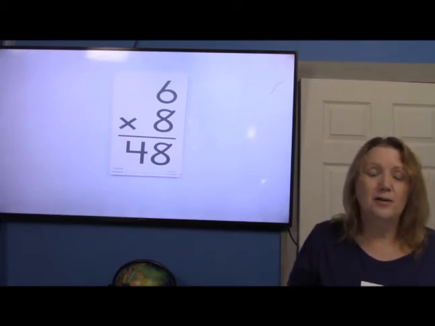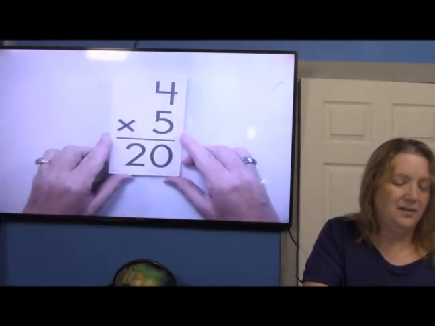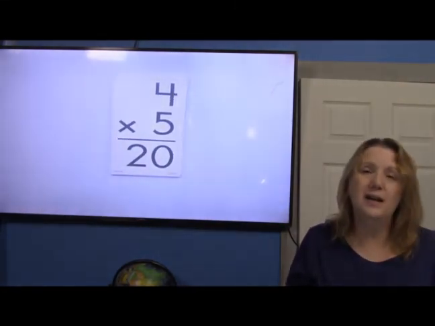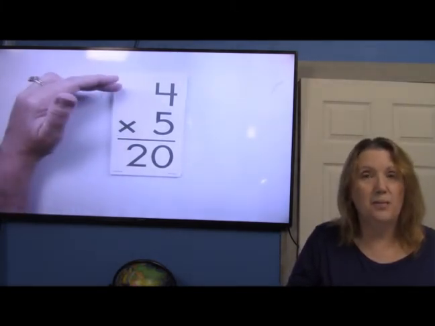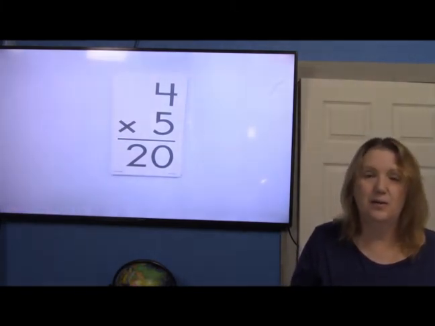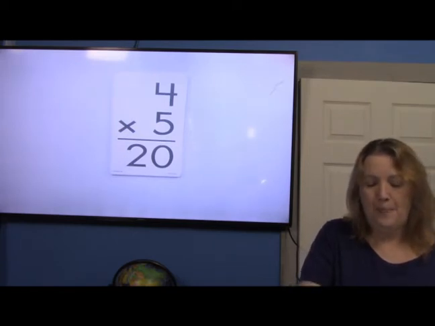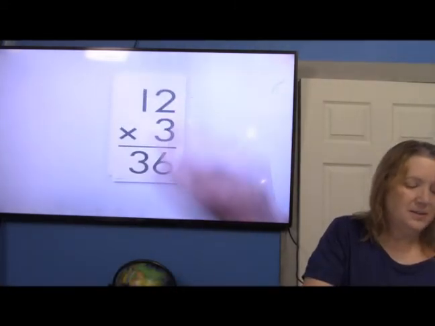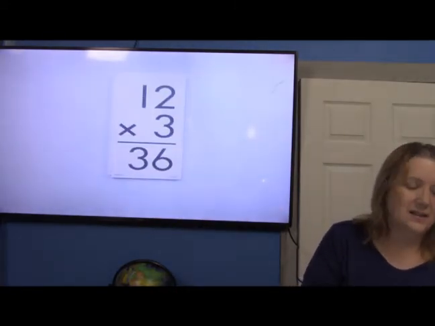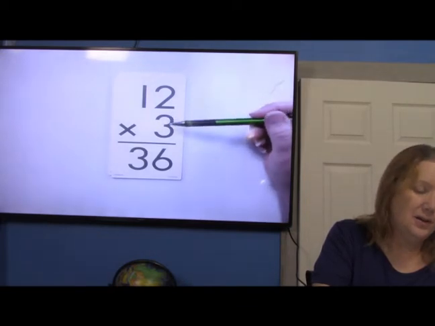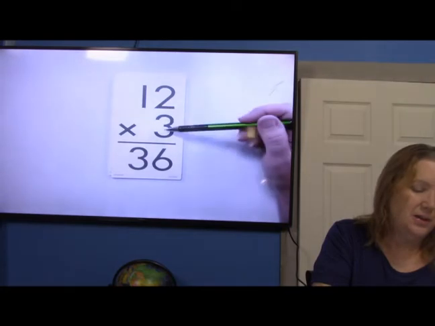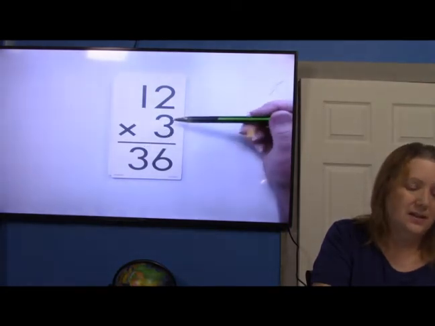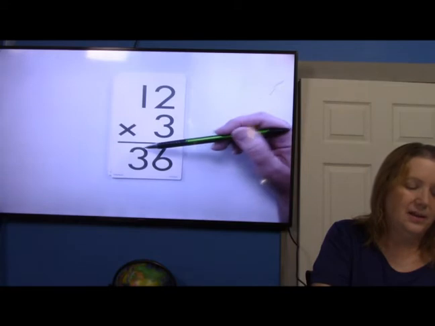Here's the one from our emoji problem we did in the beginning of the video. 4 times 5 is 20. So we had 20 total emojis, remember? We had 4 in each row and we had 5 rows. 12 times 3 is 36. Now again, here you can multiply. 2 times 3 you get 6, and 3 times 1 you get 3, so you have 36.